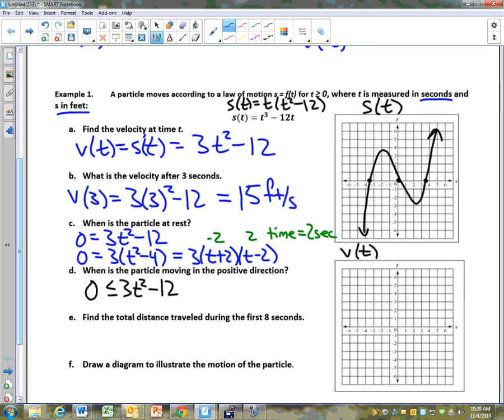Now, again, I have my t-axis and my s of t-axis. Can t be negative? No. So in order to graph this function correctly, I have to restrict the domain to only be non-negative values, because we can include 0. So that's what this graph looks like.